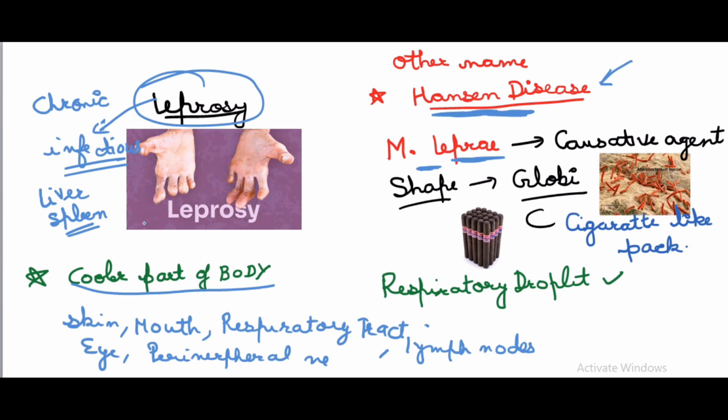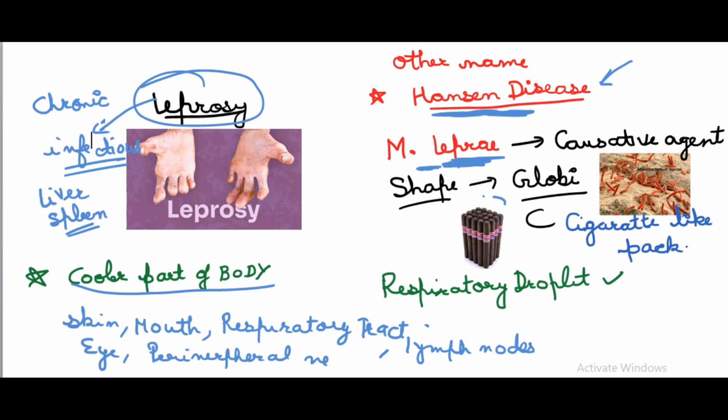So, can you name the primary areas of the body that are affected by leprosy? Yes, they are the skin, mouth, respiratory tract, eyes, peripheral nerves, superficial lymph nodes, and the testes. So, this leprosy disease, it is caused by which bacteria? It's the Mycobacterium leprae bacteria, that is the causative organism.